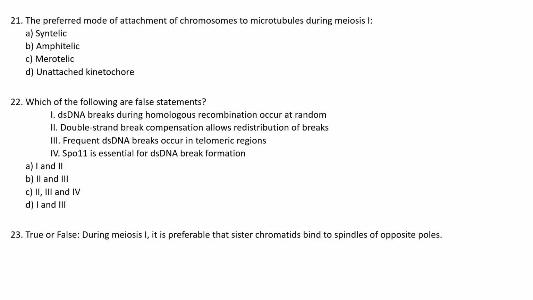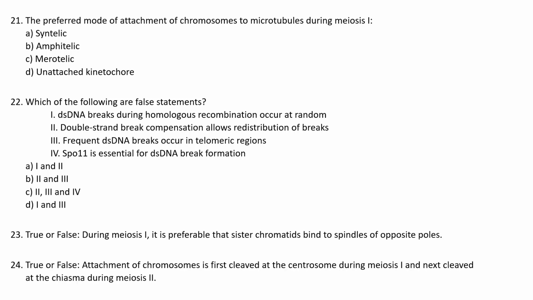So the sister chromatids both bind to the spindles of the same pole, and the homologous chromosomes are the ones that bind to spindles of opposite poles. I hope that is clear for everyone. If anyone is confused, let me know. Okay.